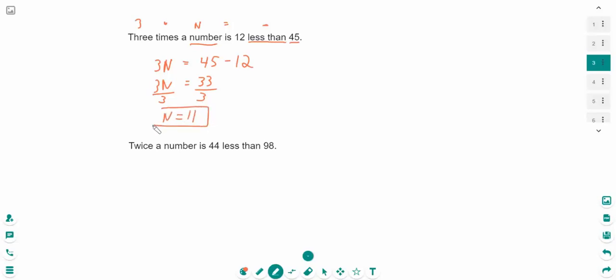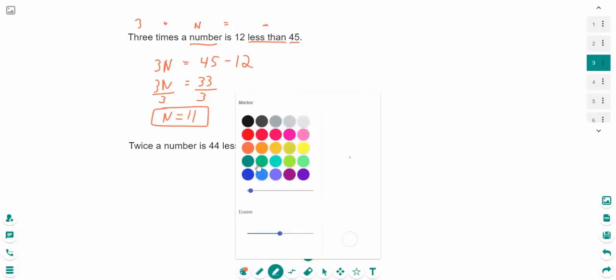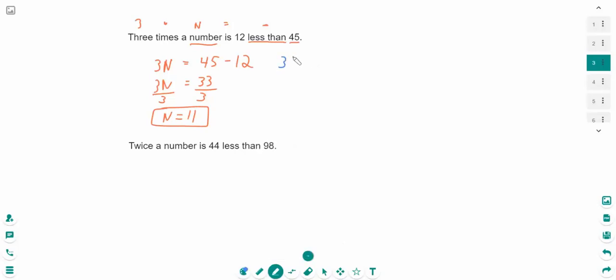All right, let's just check that, make sure that it works. So if we replace our n with an 11, we have 3 times 11 equals 45 minus 12. And 45 minus 12 again is 33. 3 times 11 is in fact 33, so that does check out. That would be a solution.